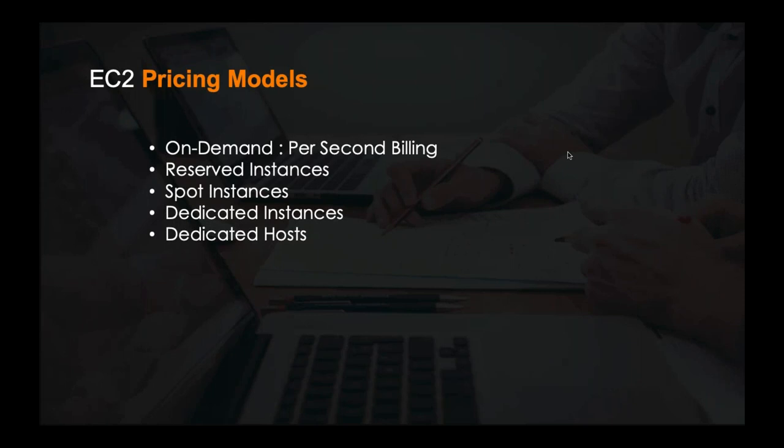So on the dedicated instance, you have only one EC2 machine. On the dedicated host, you have an entire hardware to create an infrastructure for you. It's up to you how you want to distribute that hardware into multiple servers.